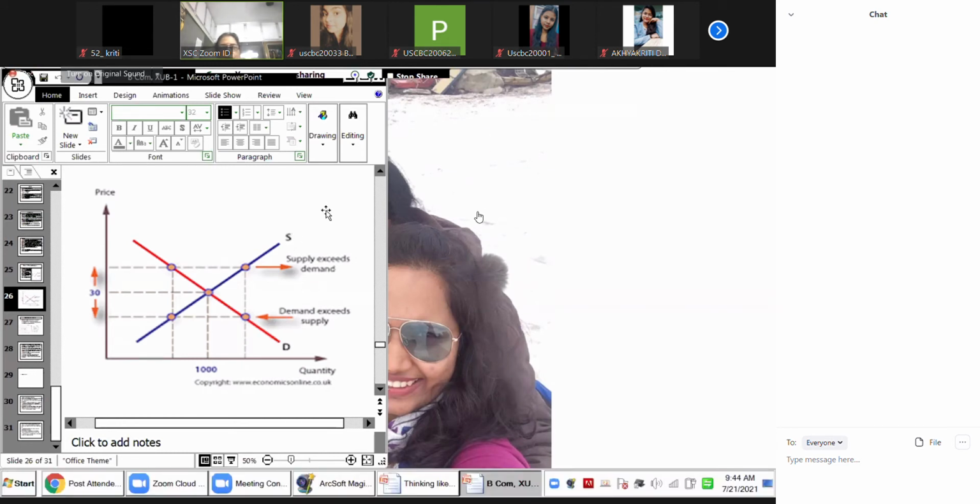Should I draw the diagram, or can you understand with this diagram? Please tell me. Should I draw another diagram on the whiteboard, or can you understand with this?